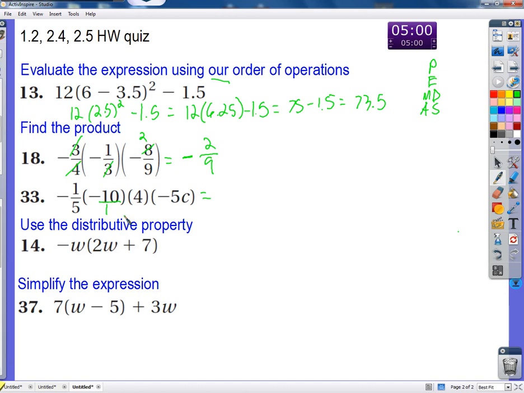So how far away are you people? I can barely hear you. 2, I heard a 2. I'm just going to run with it. 2, positive 2, times 4, times negative 5c. Let's see. And then 2 times 4 is 8, times negative 5c, negative 40c.